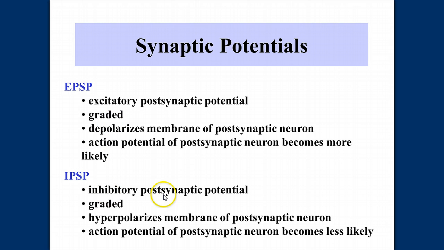Now, inhibitory postsynaptic potential, those neurotransmitters that act as inhibitors, also give a graded response where the membrane is hyperpolarized. Remember, that allows for the inside of the membrane to be more negative, and on our number line, remember the negative 90 millivolts, it can become very hyperpolarized, and that will take it further away from the possibility of an action potential, so action potential of the postsynaptic neuron becomes less likely.